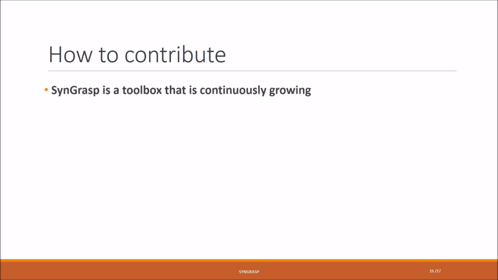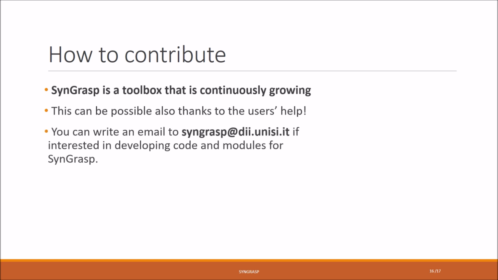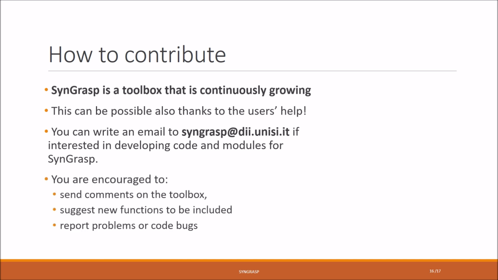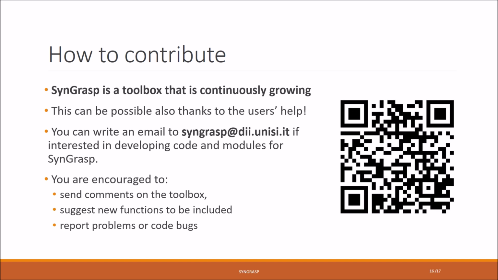So SynGrasp is a toolbox that is continuously growing, and this is possible also thanks to the users' help. So we encourage you to write an email to SynGrasp at dii.unisi.it if you are interested in developing some code for SynGrasp, but also if you find problems in the toolbox, or if you want to suggest new functions that should be included. Here you find the direct link to the how to contribute page of the SynGrasp website.